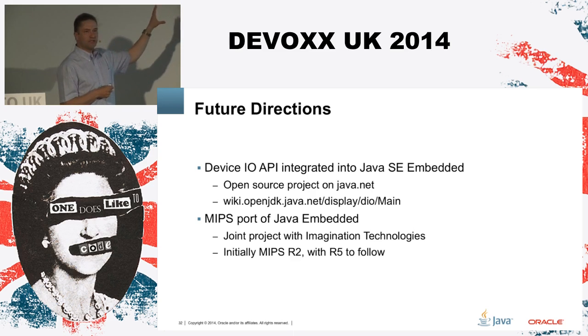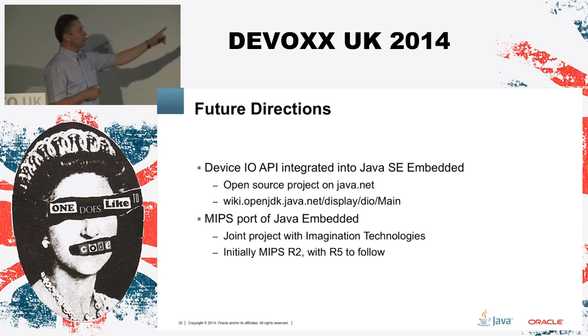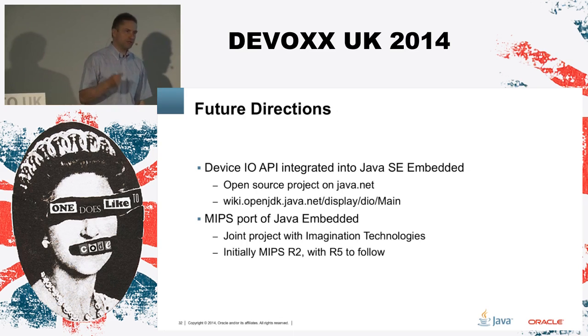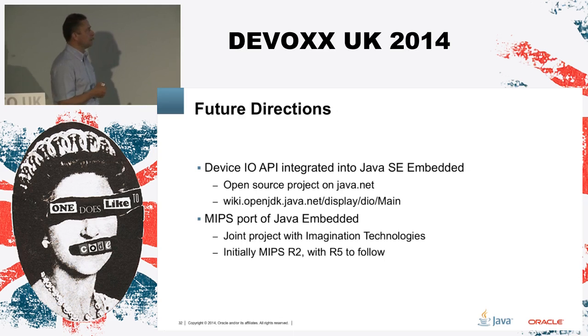We've also just recently announced that we're doing a MIPS port of Java embedded. So we're working with the company Imagination Technologies, who basically own the MIPS architecture now. Initially, we're doing MIPS R2, and then we'll also be working on MIPS R5. So that extends the range of processors that we're covering.